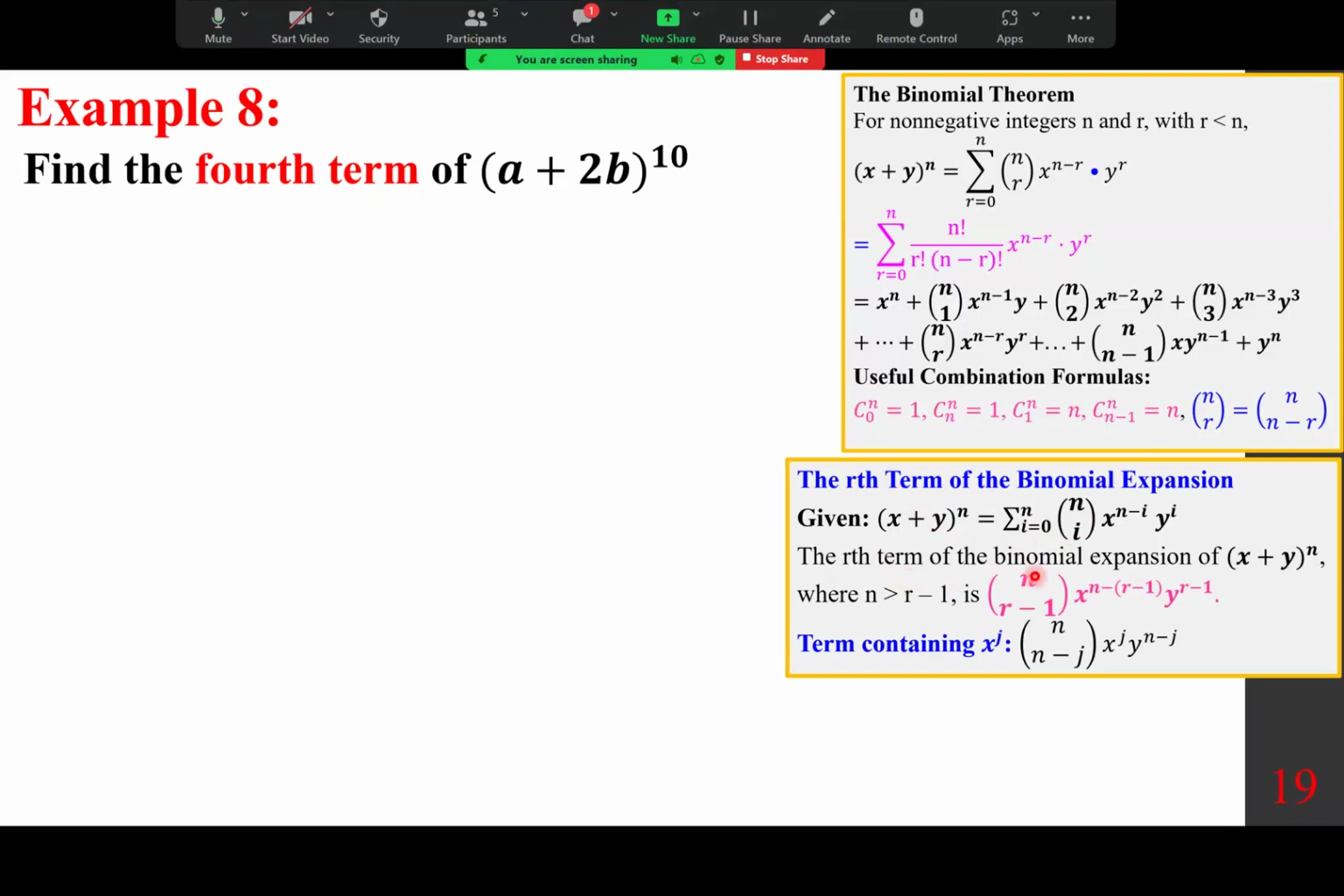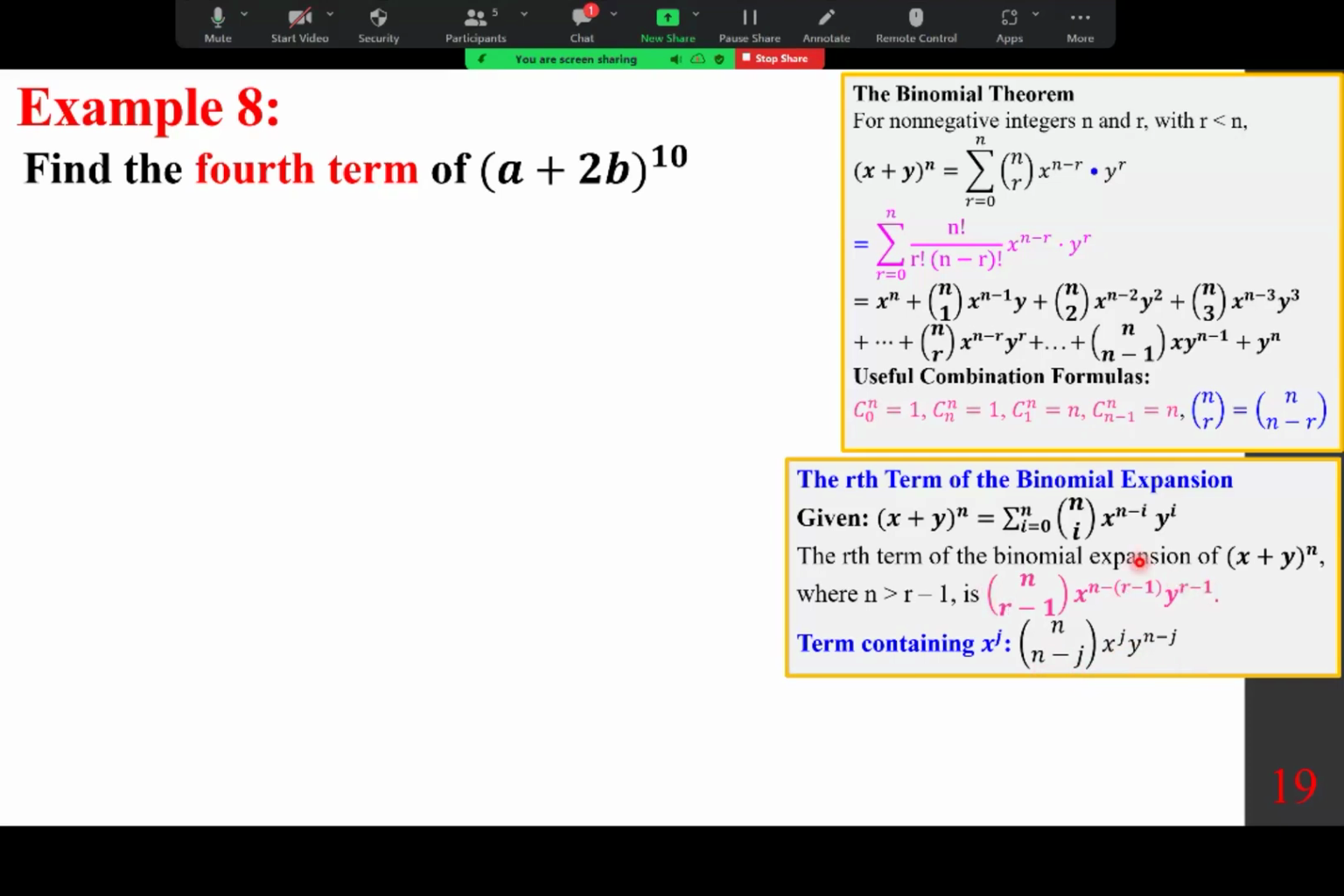The rth term of a binomial expansion x plus y to the power of n, where n is larger than r minus 1, becomes n choose r minus 1, x to the power of n minus r minus 1, y to the power of r minus 1. If you look at the expansions that we have seen, it predicts that, which is different than asking what is the term that contains x to the power of j. In that case it becomes n choose n minus j, x to the power of j, y to the power of n minus j. So if we stick with that, let's see what happens.